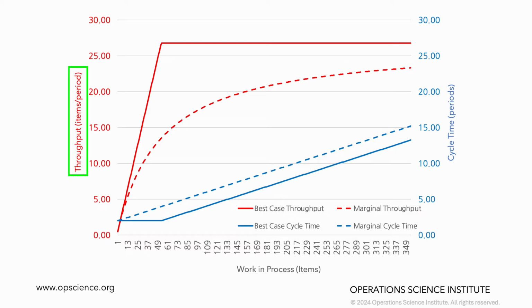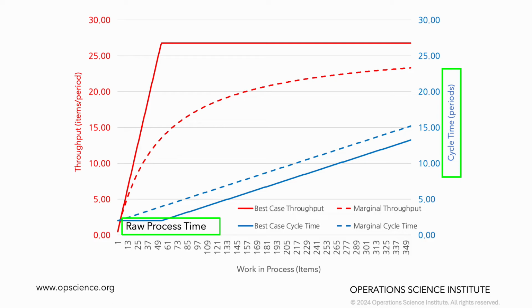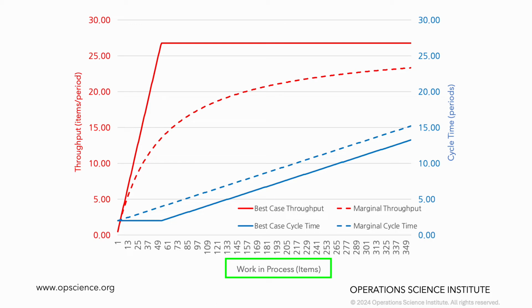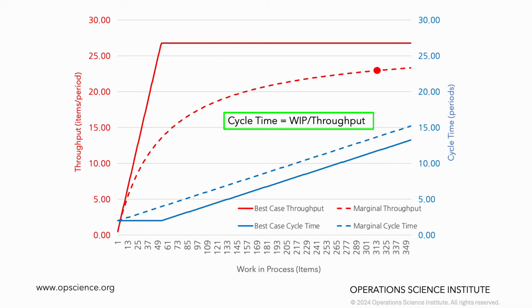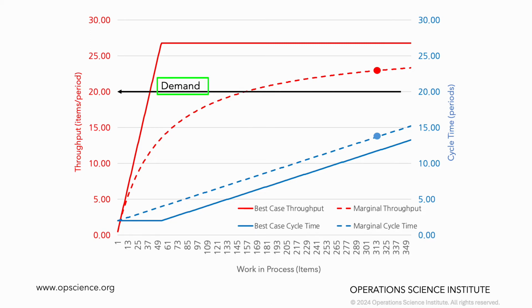Throughput is the left axis, values for the red lines. The top red line is the bottleneck rate. The second piece of data for curves calculation goes with the right axis, cycle time drawn with blue lines. The raw process time is the bottom blue horizontal line. Next, you know how much work in process you have and what your throughput is. This locates you on a throughput curve for your process. Then with Little's Law, you can calculate cycle time to locate on cycle time curve. Comparing against required demand shows how well the process is performing.